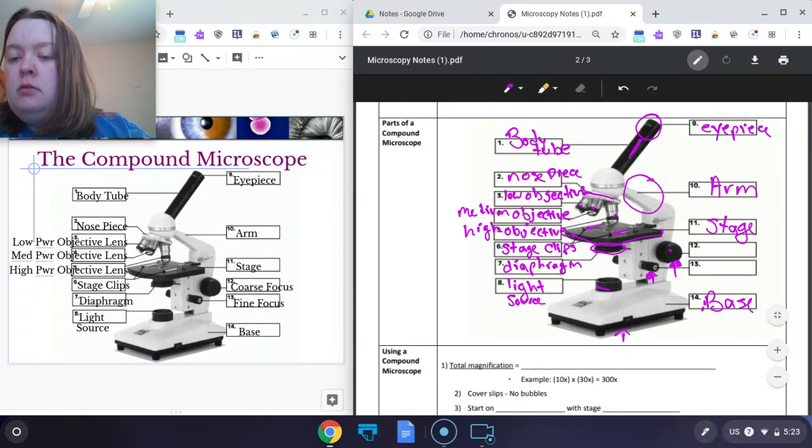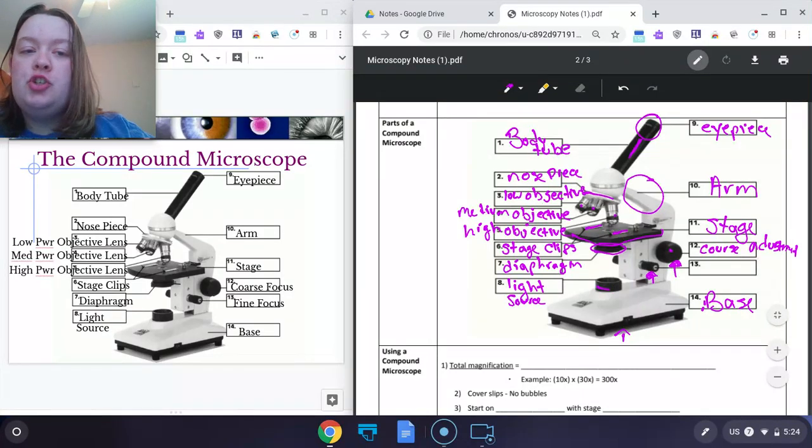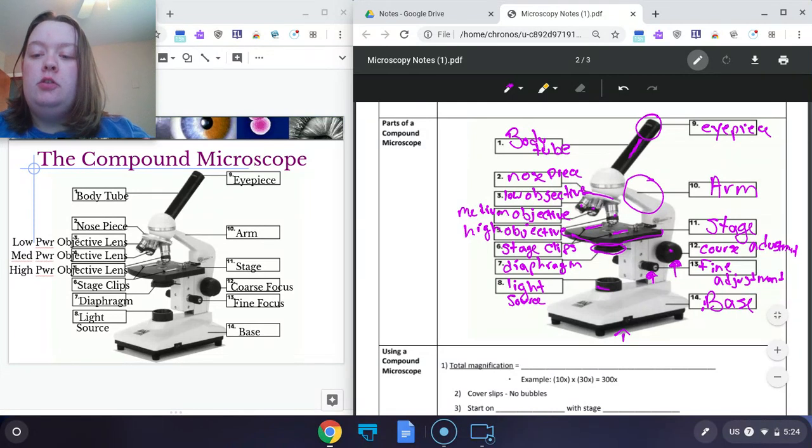The first one is the coarse adjustment knob. And that's going to make large changes. I turn this and it makes large changes in my view. Versus the small one, that's the fine adjustment, which is going to make very small changes to my view and to the clarity of the microscope.